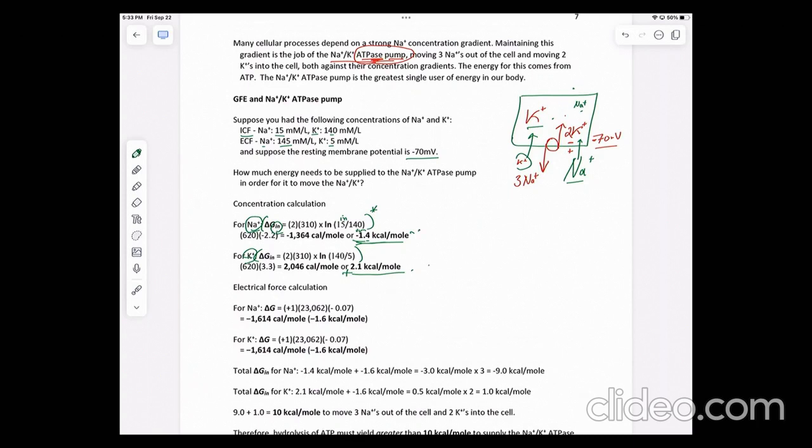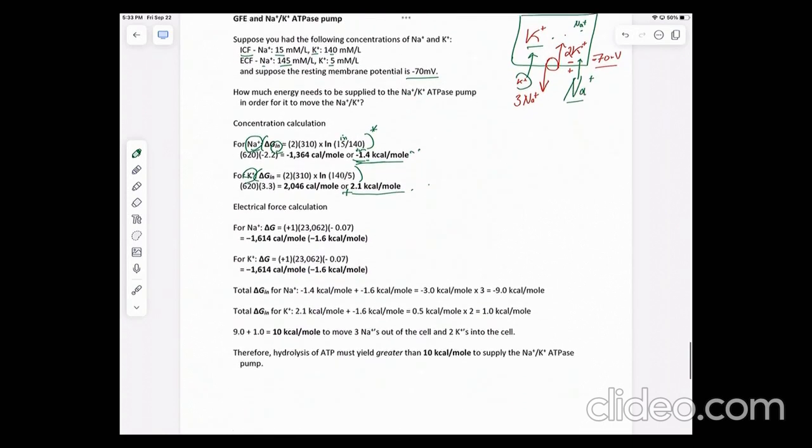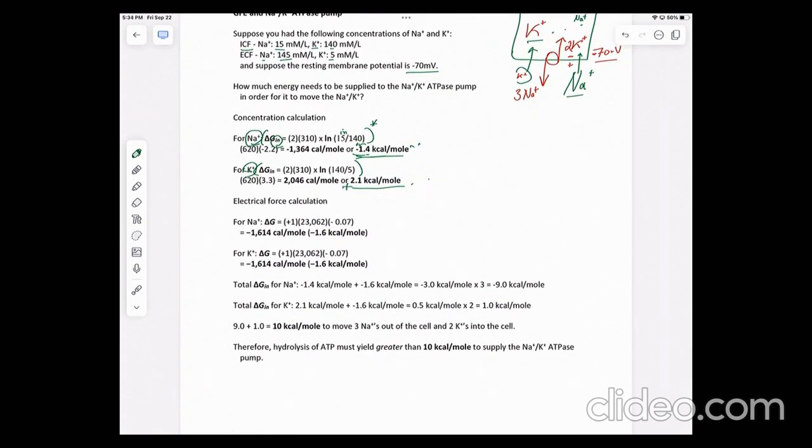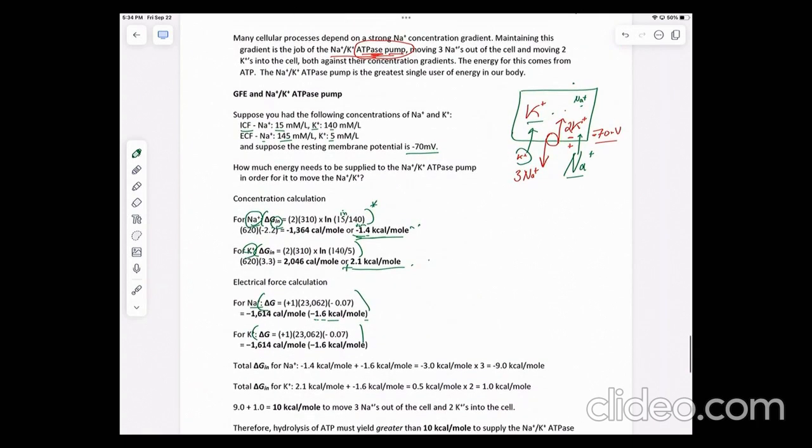So here we have the energetics. We still have not accounted, though, for the electrical force, because inside the cell is negative and outside is positive. So we have to run through those calculations. Again, we have our formula here to do that. Run through all that, and we find that for sodium, it's a yield of 1.6 kilocalories per mole, negative, which means I'm releasing energy. Now, why is that not a surprise?